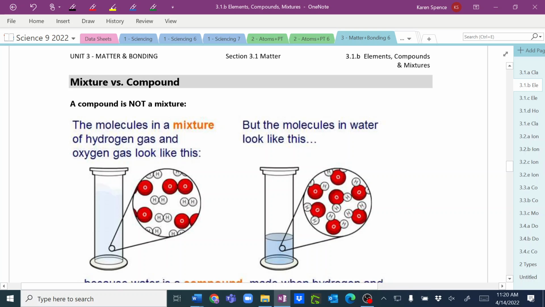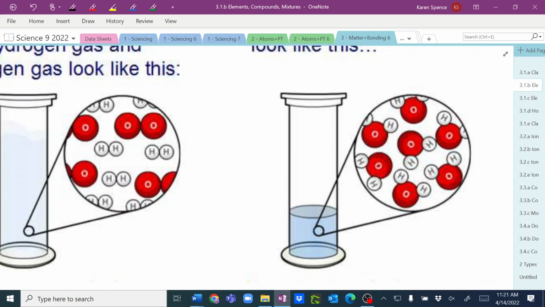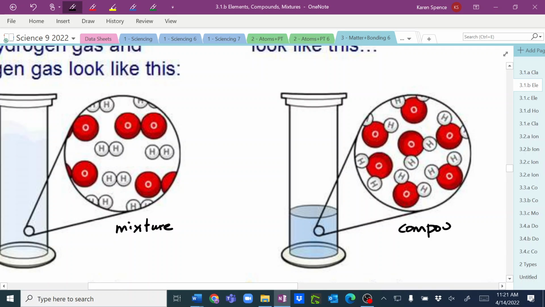Mixture versus compound. Mixture versus compound. What is the difference between our mixture and our compound? Take a look at those two pictures. Tell your partner what makes one of them a mixture and one of them a compound.